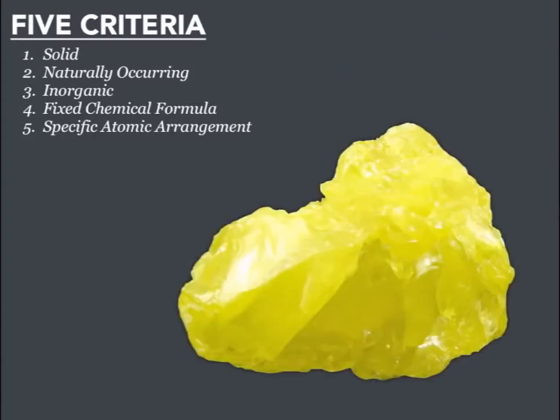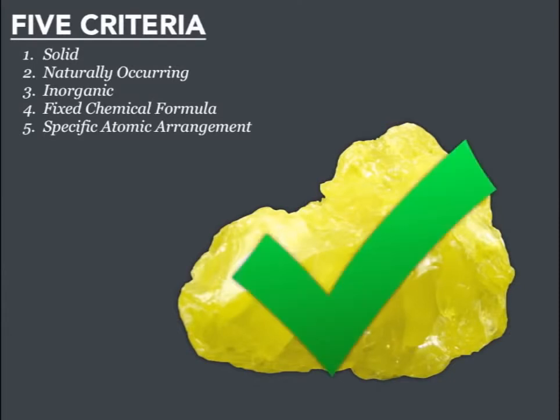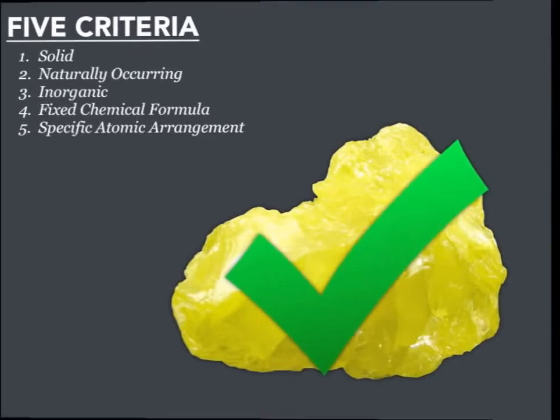What about this substance? This is sulfur. As you can see, sulfur exists as a solid. That's good. It's naturally occurring. It forms along volcanoes. It is inorganic. It's not living, and it never was living. It has a specific chemical formula. It's composed of the element sulfur. And it has a very specific atomic arrangement. If we could zoom in, we would see the atoms arranged in a specific way. So, for our criteria to be met, sulfur works. So, it is considered a mineral.